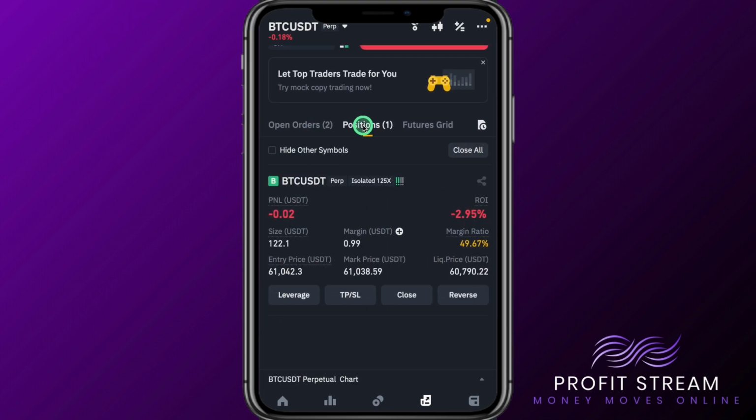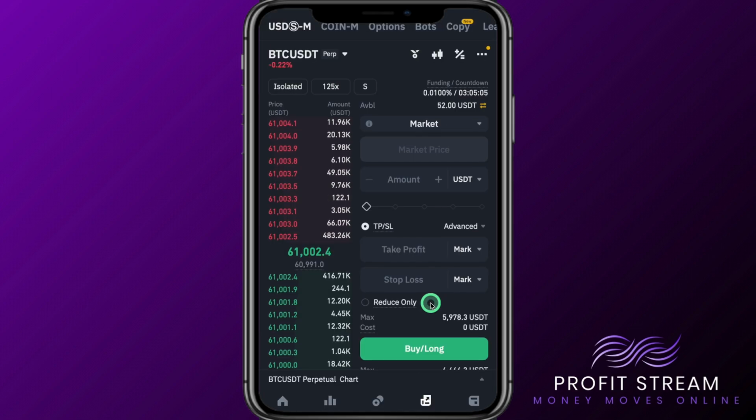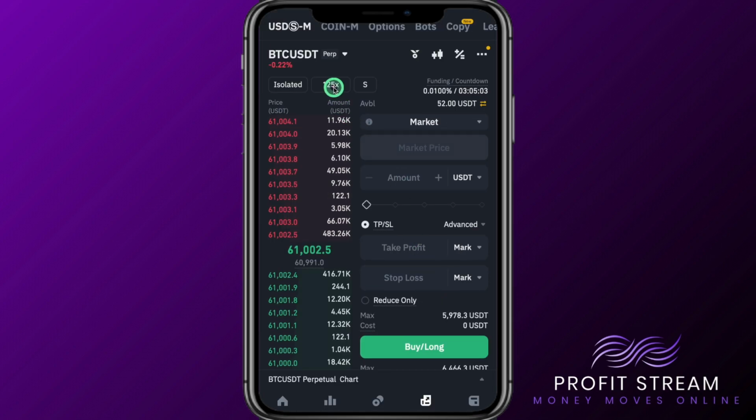Okay. Now here I already lost 3% in maybe 30 seconds, 40 seconds, 6%, 8%. I'm just gonna close it. You can close it right here. Now you can edit your TPSL and leverage over here. I'm gonna close it all at market price, and I will confirm it. See, this is how dangerous 125x or whatever leverage that you use. The more leverage you have, the more risky it is.